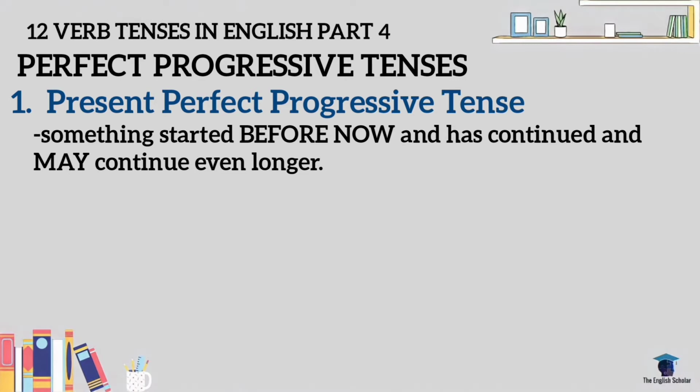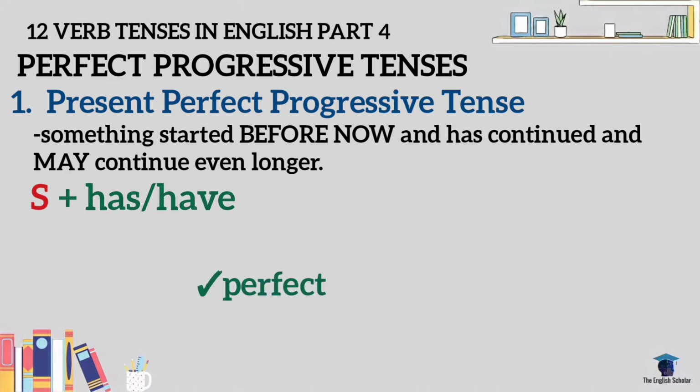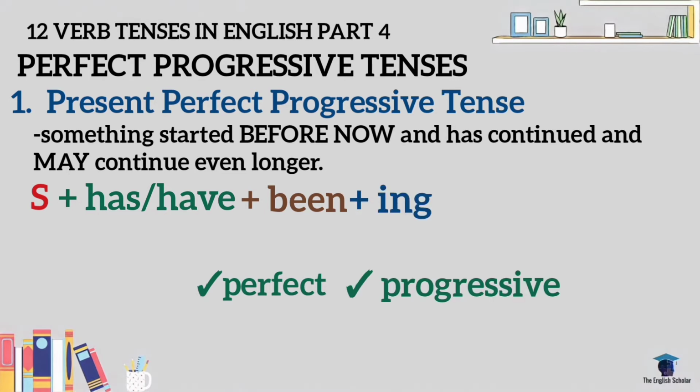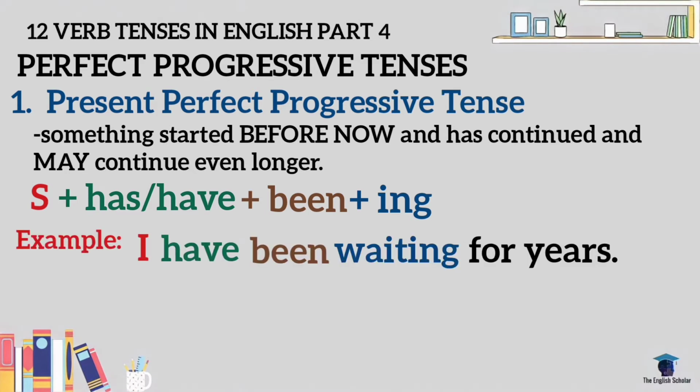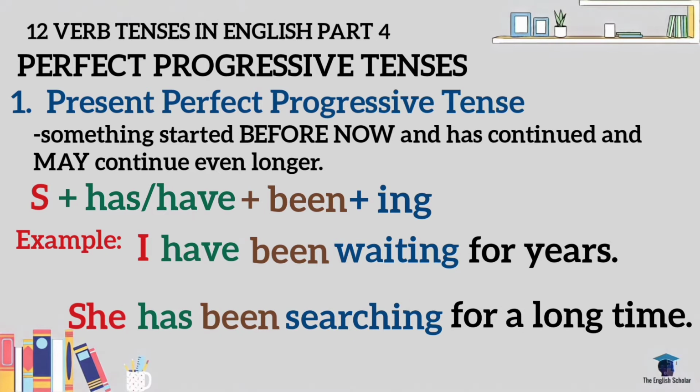This follows the sentence pattern: subject plus have or has, that makes it perfect. We use have if the subject is plural and has if singular, plus been, the past participle of be, plus ing with your be that makes it progressive. For example, I have been waiting for years. She has been searching for a long time.